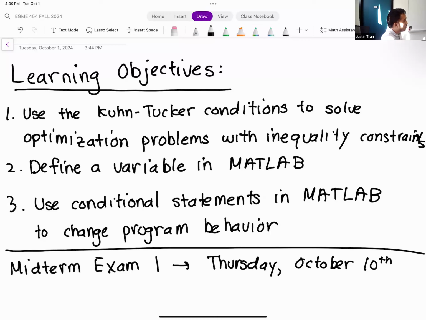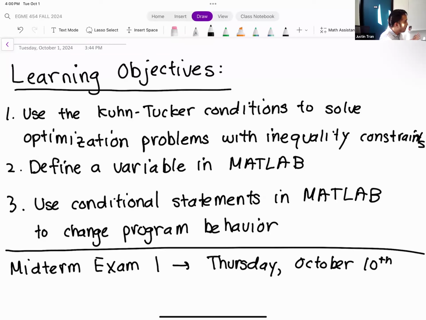After we talk about the midterm, I want to finish up our lecture notes on inequality constraints. I have one last example to do with you guys that has inequality constraints where we're going to use the Kuhn-Tucker conditions. We'll probably do that for maybe the first half of class.